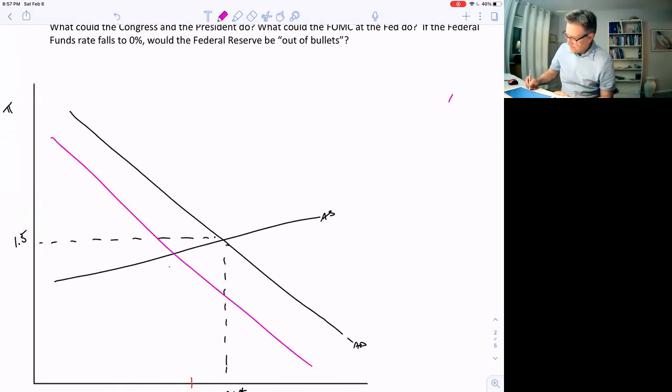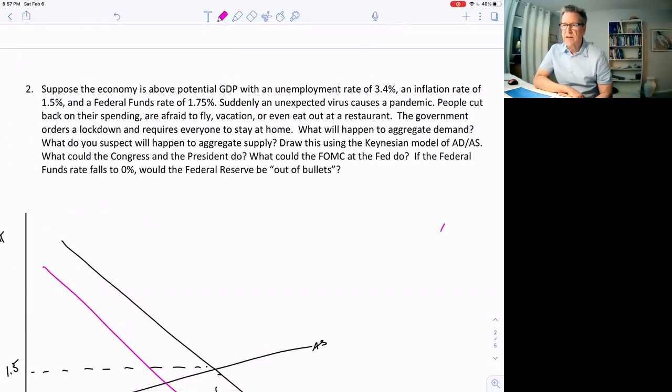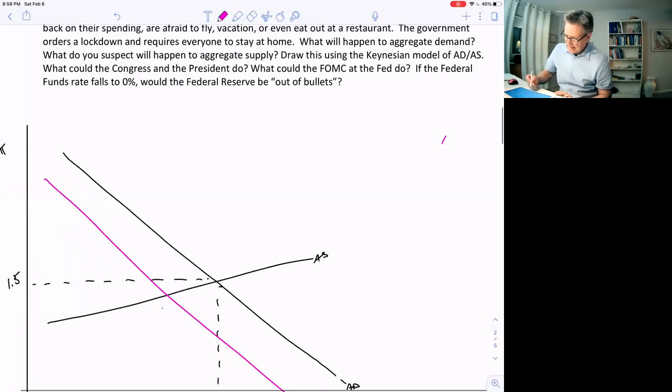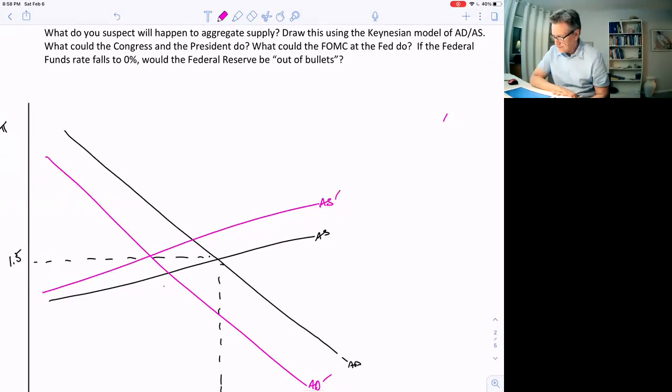It will decrease. The C plus I plus G, consumption spending is going to decrease. Investment spending is going to decrease too. Now, what would happen when the government hits the pause button on the economy? That shifts the aggregate supply curve to the left. Decrease in aggregate supply. And we get a new equilibrium here.